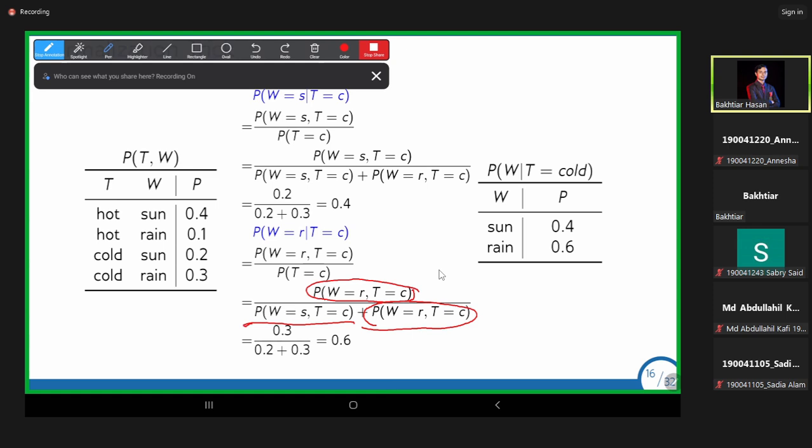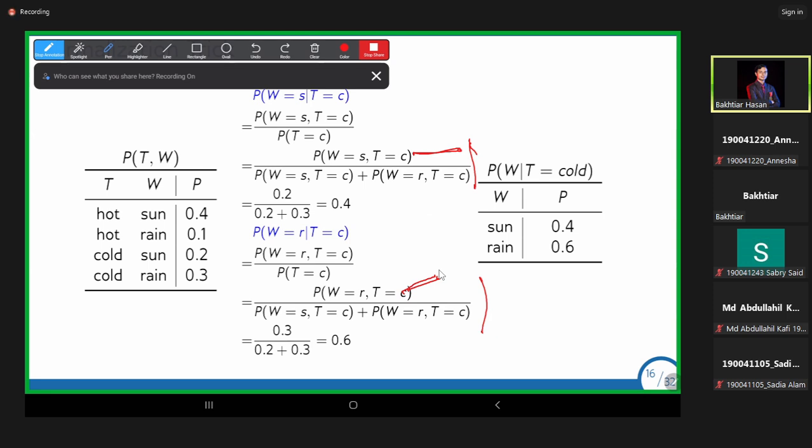So using the definition of the conditional probability, we can calculate both of them. Now, notice that when we expand it, the two formulas are almost similar. The numerator is different, but the denominator is the same. For the second one, we have rain and cold. For the first one, we have sunny and cold. And both of them are divided by the same thing.